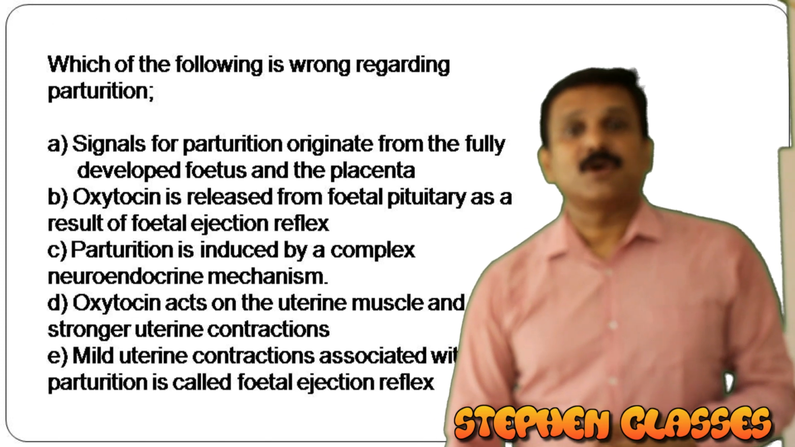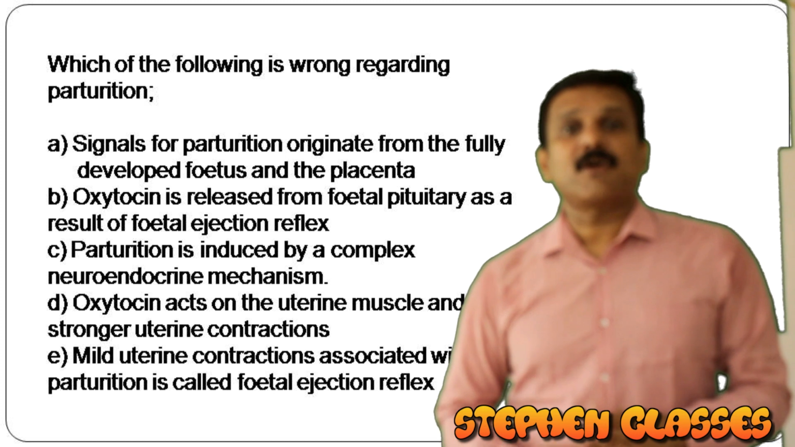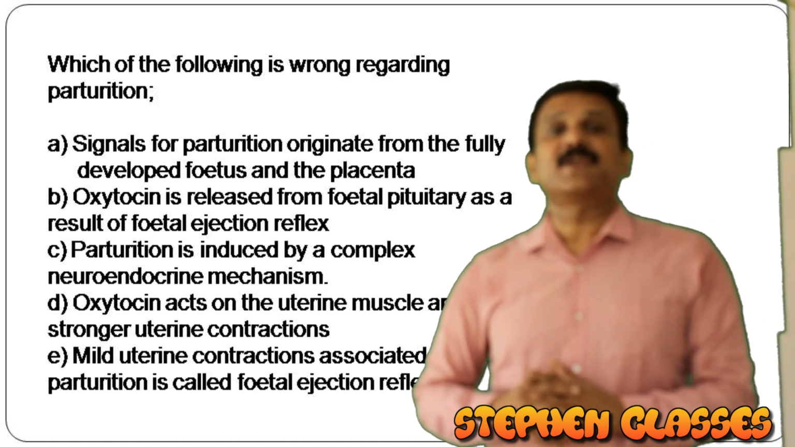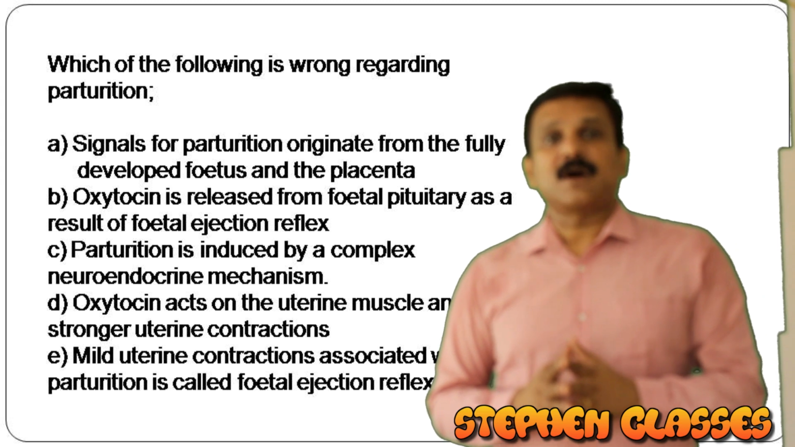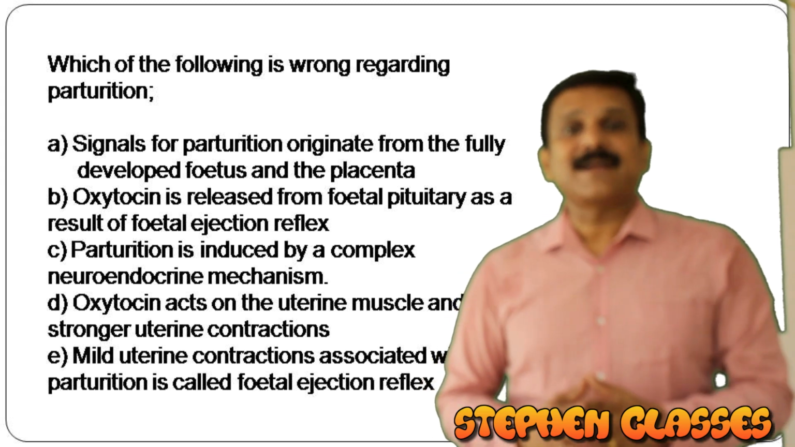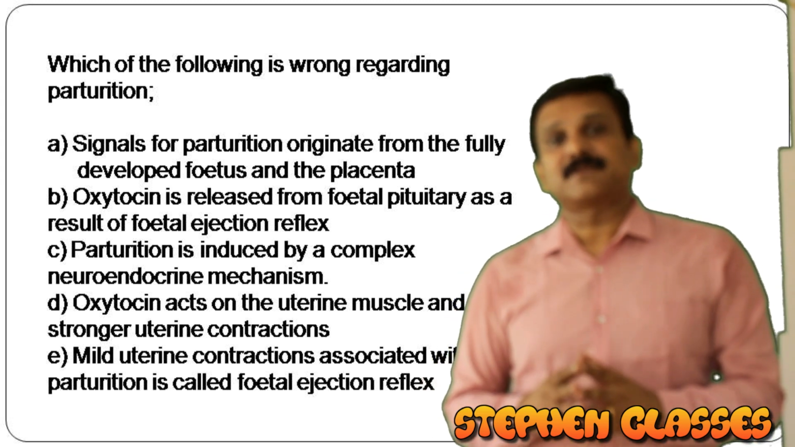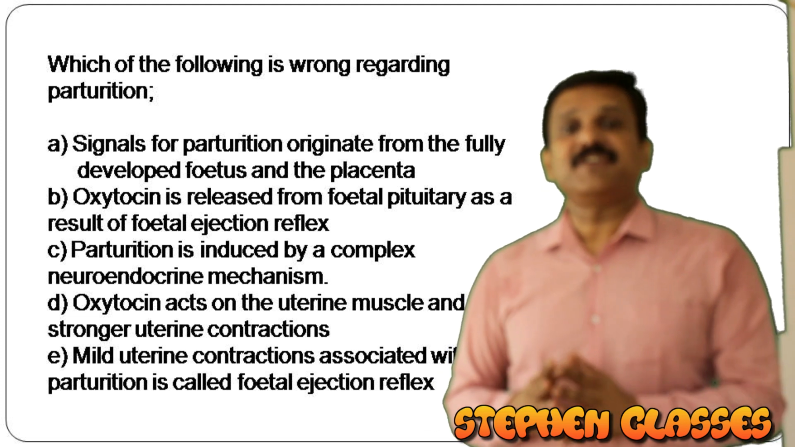Now we move on to the next question. Which of the following is wrong regarding parturition? Parturition is the delivery process or giving birth to a young one. That process is called parturition. That is the culmination of the reproductive events.